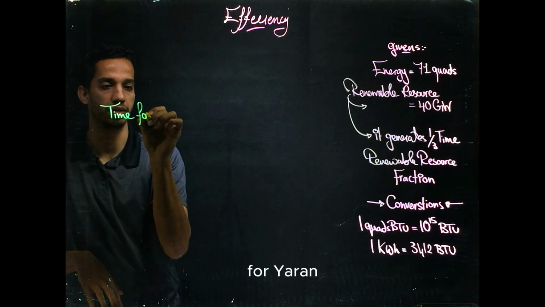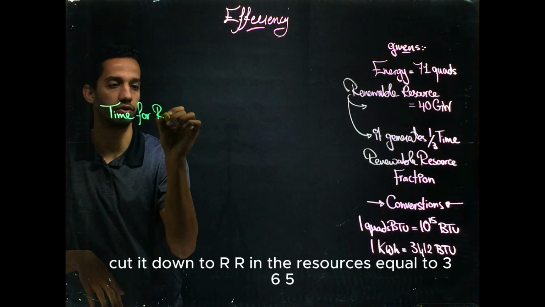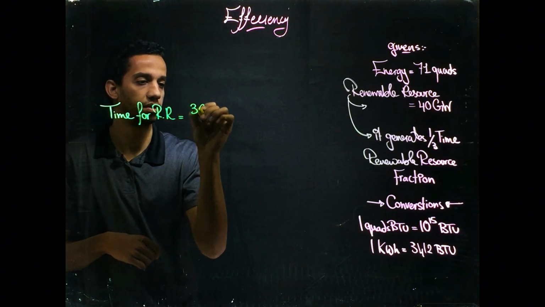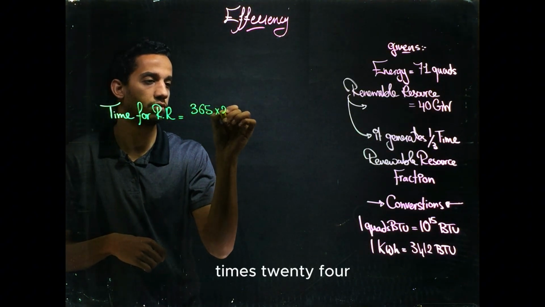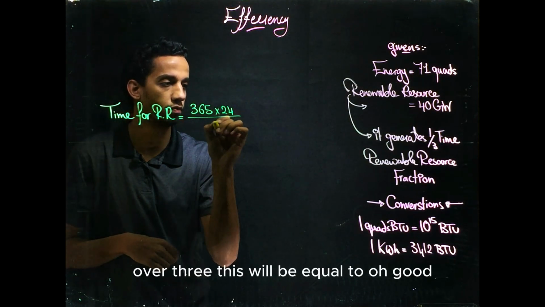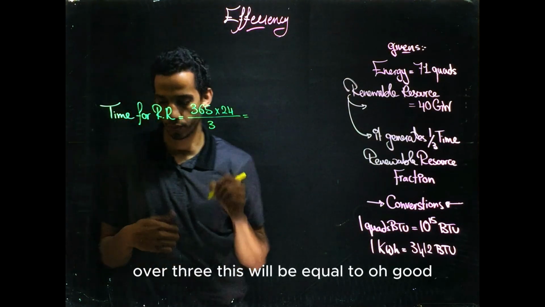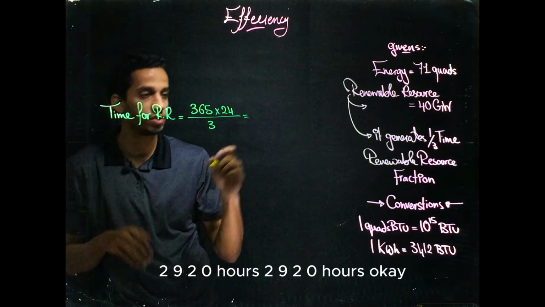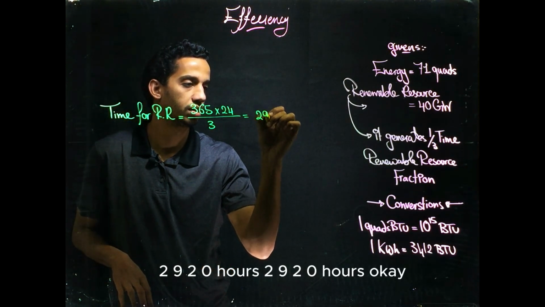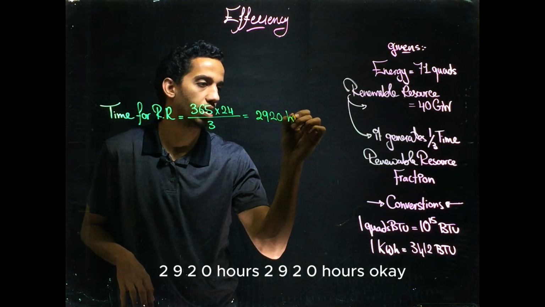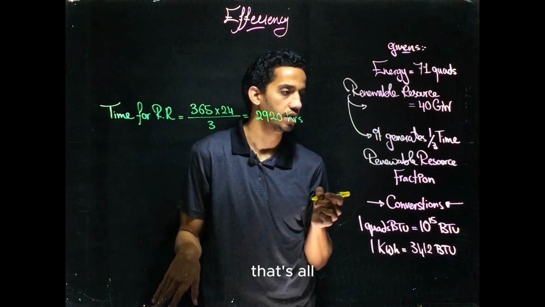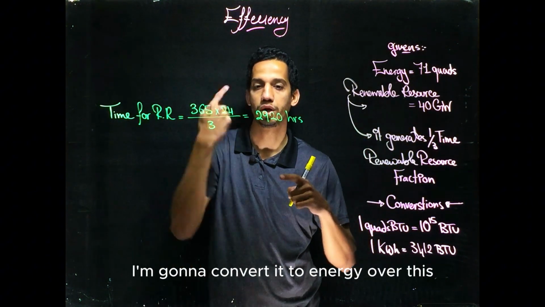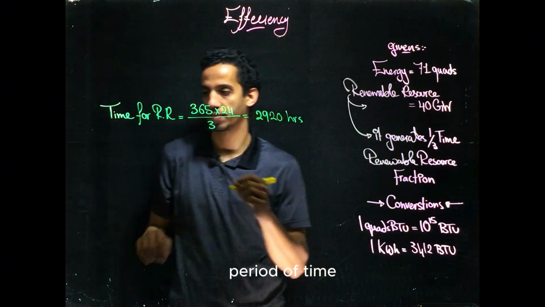So the time for renewable resources, we're going to cut it down to RR, renewable resources, equals 365 times 24 over 3. This would be equal to 2920 hours. Okay, that's it. So I do have the power for my renewable resources. I'm going to convert it to energy over this period of time.